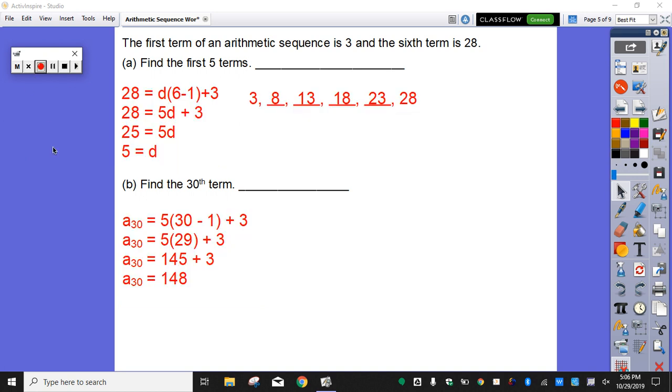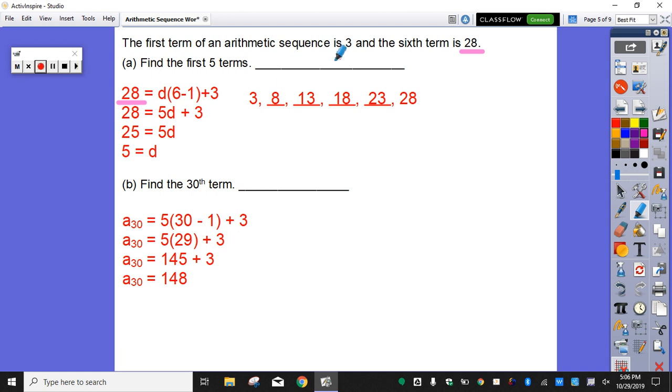So this is what your work could look like. They give you the first term, the 6th term, and now they want the first 5 terms. So when you put everything in, your 6th term is 28. That information is your A sub n.